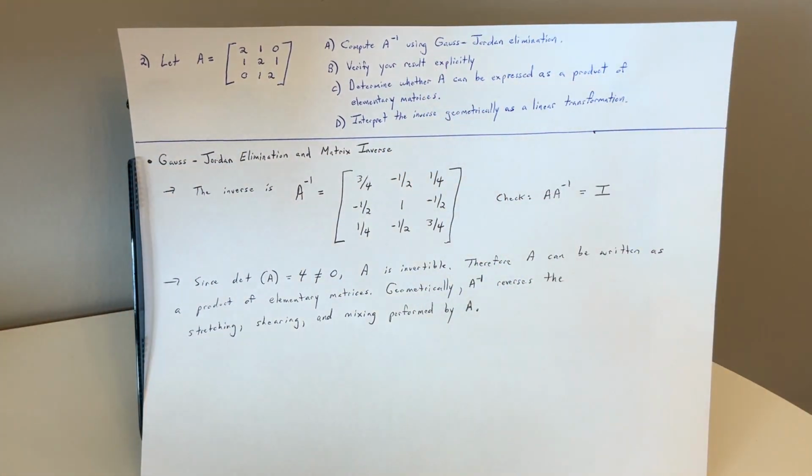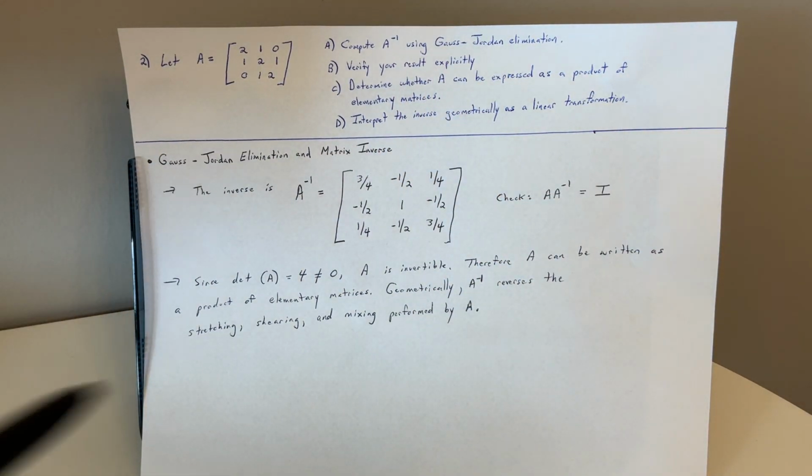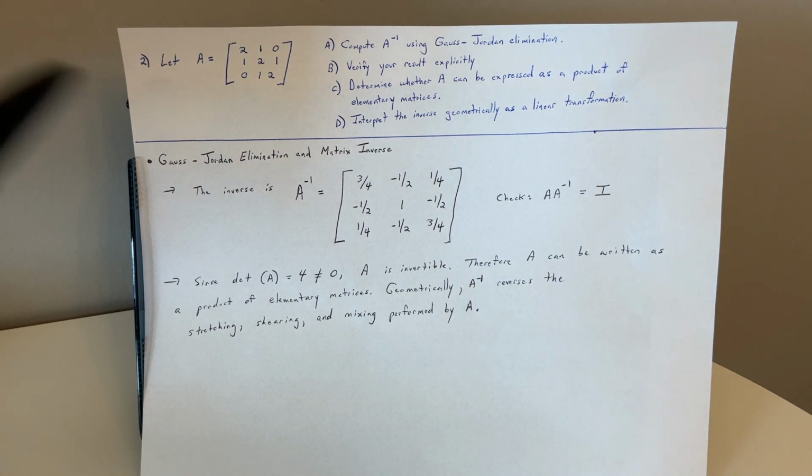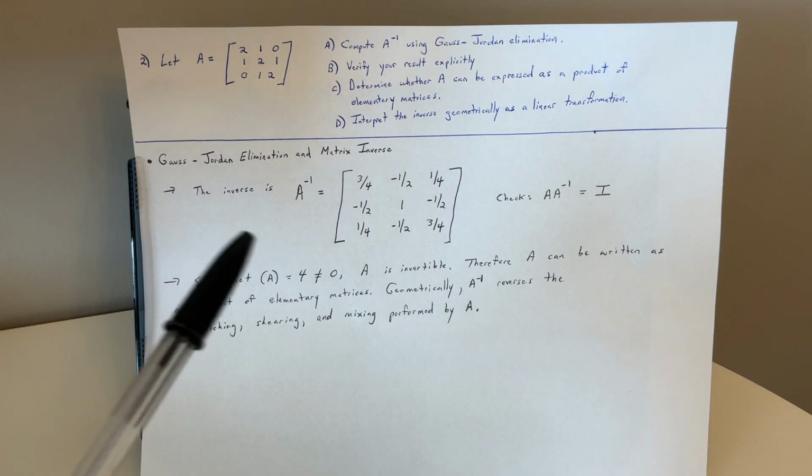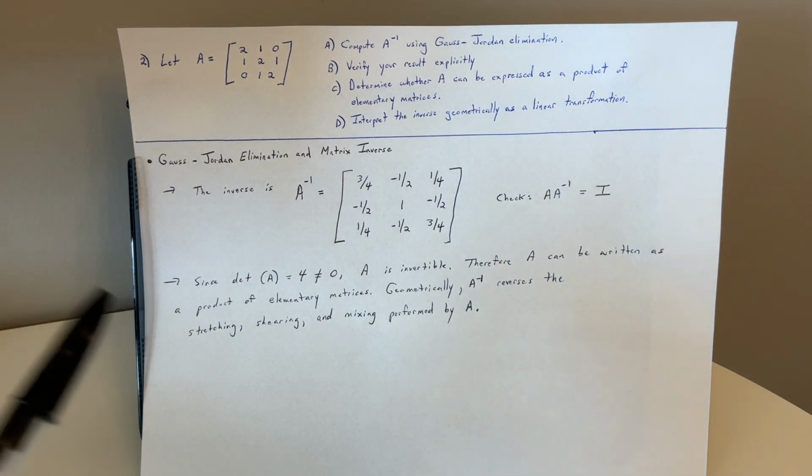So number two, compute the inverse matrix using Gauss-Jordan elimination. Verify your result. Determine whether A can be expressed as a product of elementary matrices, and interpret the inverse geometrically as a linear transformation. Well, Gauss-Jordan elimination and matrix inverse, again, a lot of the intermediary steps aren't shown.